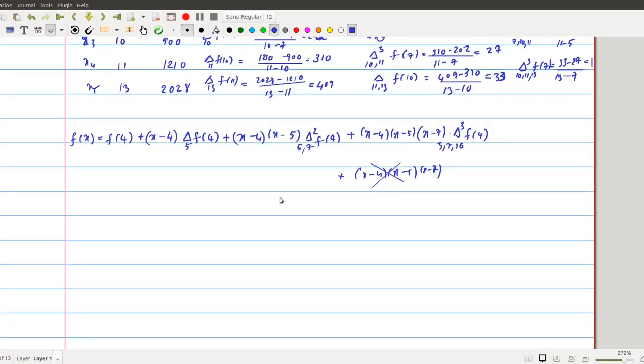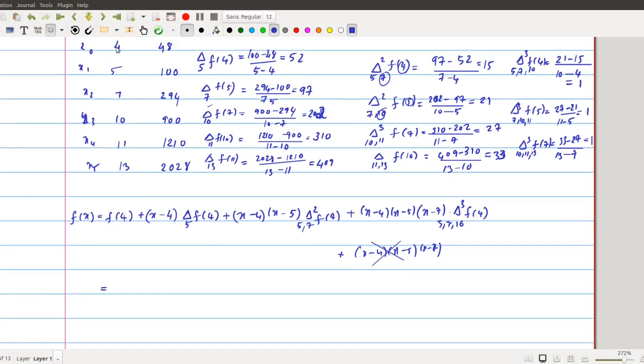Okay, so just remove that. Which is equal to, what is f of 4? From this table we have f of 4 is equal to 48, plus (x minus 4), so we need to evaluate f of 8 first. That is 48 plus (8 minus 4) times this value, delta 5 f of 4. What is delta 5 f of 4? That is 52, so we choose this one.